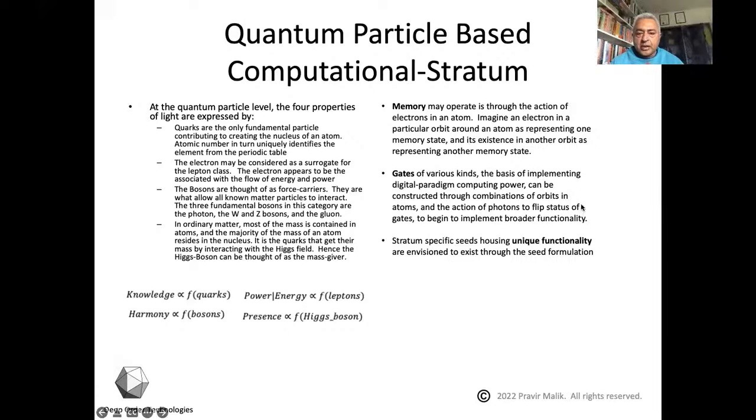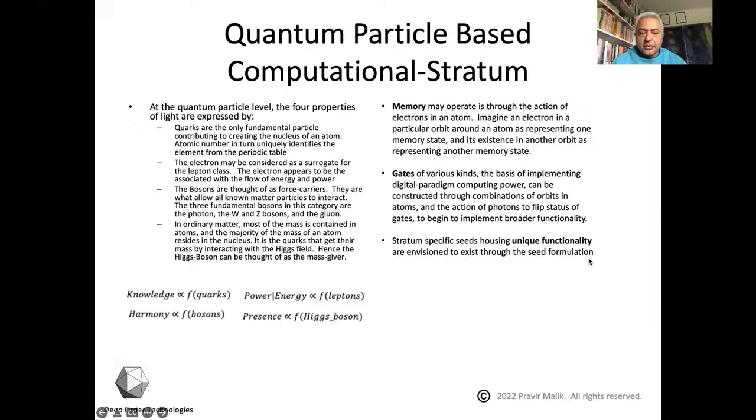Now, when we think about gates, we can think of them as constructed through combinations of orbits of atoms and the actions of photons to flip the status of the gates to implement broader functionality. So this also allows the potentiality of the creation of logical gates.